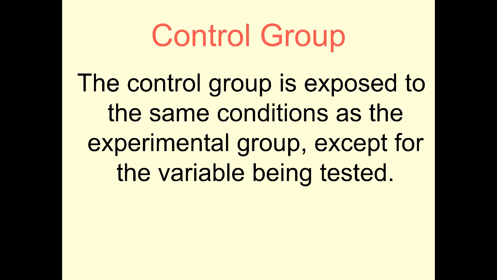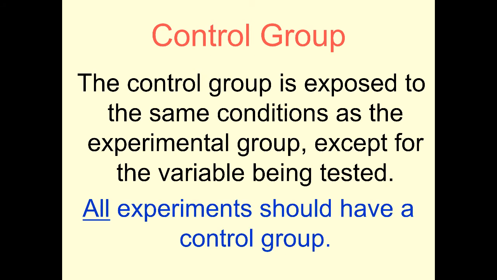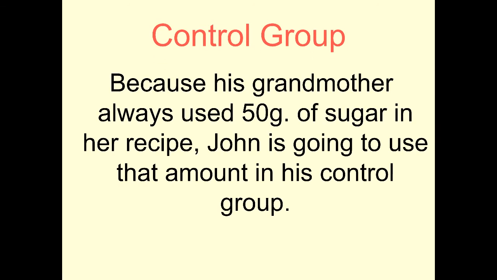The control group is exposed to everything else the same as the experimental group, except for the variable being tested. All experiments should have a control group. Because his grandmother always uses 50 grams of sugar in a recipe, John is going to use that amount of sugar as his control group.